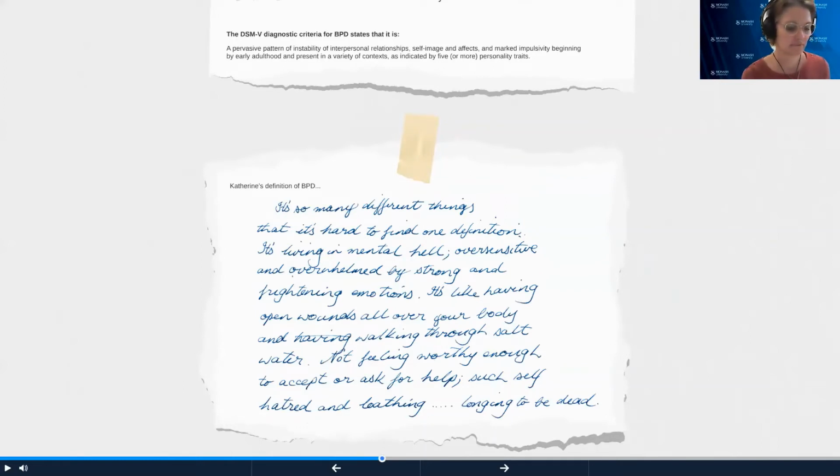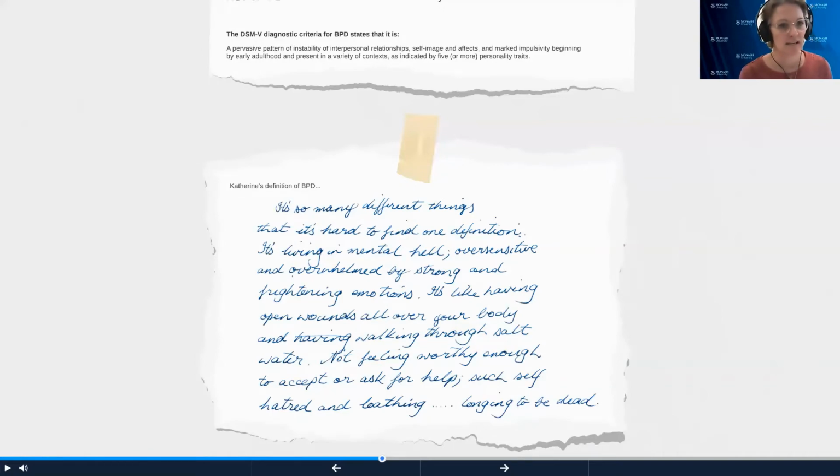It's so many different things that it's hard to find one definition. It's like living in mental hell, oversensitive and overwhelmed by strong and frightening emotions. It's like having open wounds all over your body and walking through salt water, not feeling worthy enough to ask for help, such self-hatred and loathing, longing to be dead.